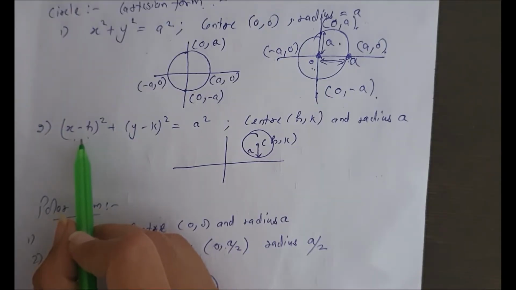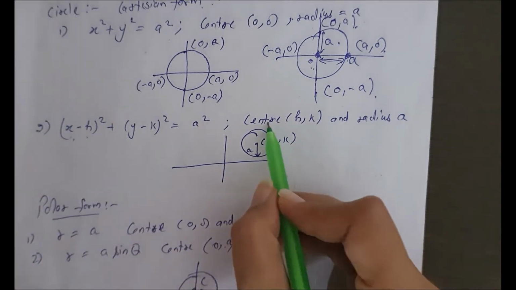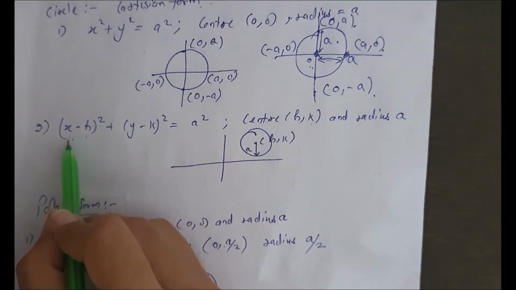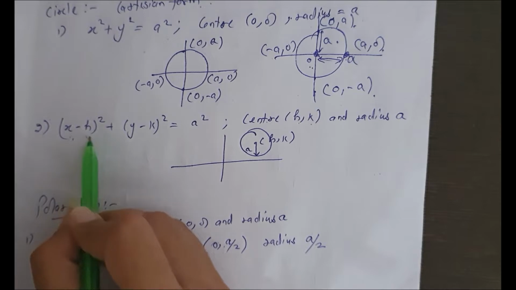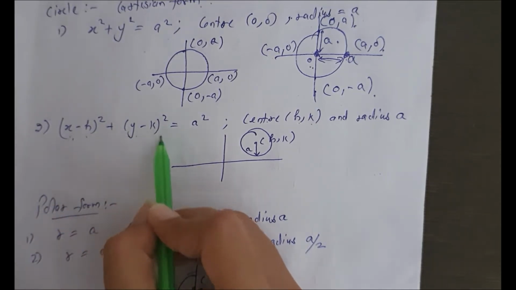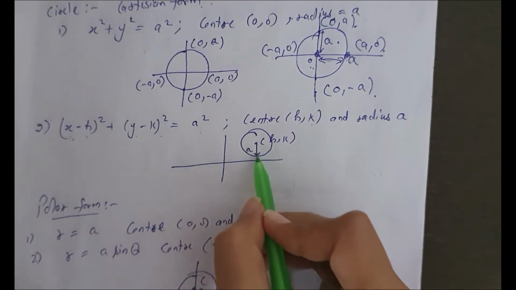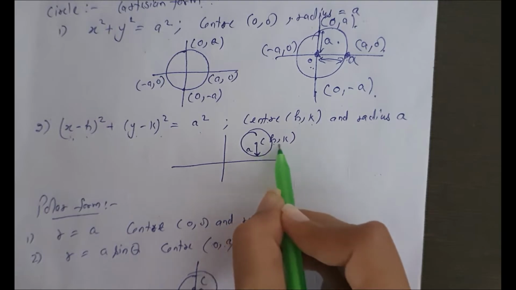If center of a circle is not at 0 0, then say center is hk, then equation of circle will be this: x minus h square plus y minus k square is equal to a square. Radius is a and center is hk.